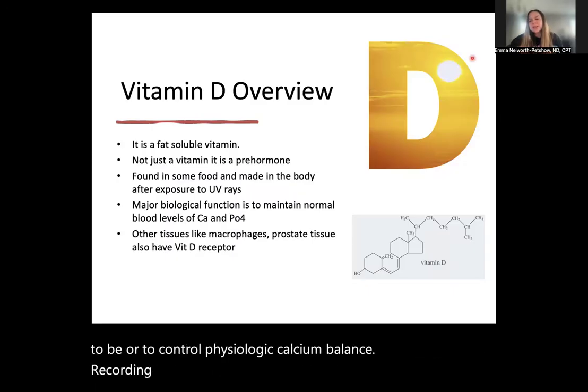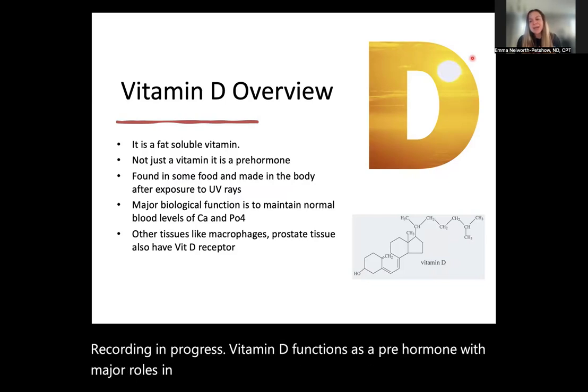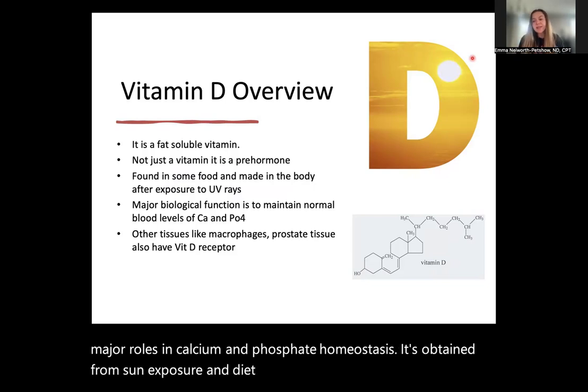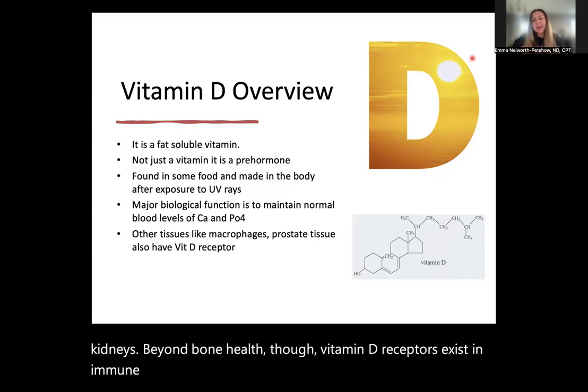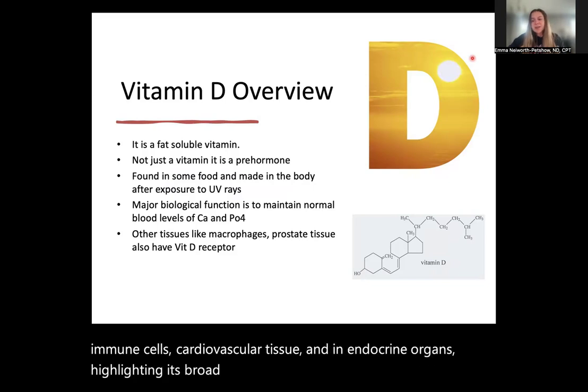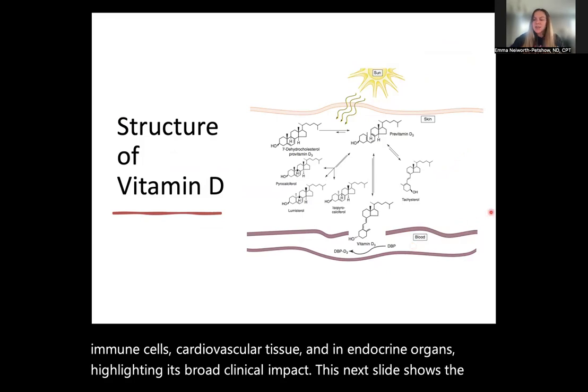Vitamin D functions as a pre-hormone with major roles in calcium and phosphate homeostasis. It's obtained from sun exposure and diet and then activated in the liver and kidneys. Beyond bone health, though, vitamin D receptors exist in immune cells, cardiovascular tissue, and endocrine organs, highlighting its broad clinical impact. This next slide shows the chemical structure of vitamin D and its activation steps.